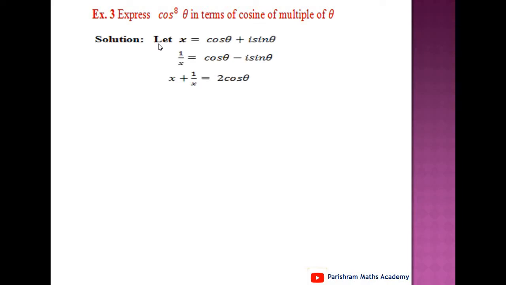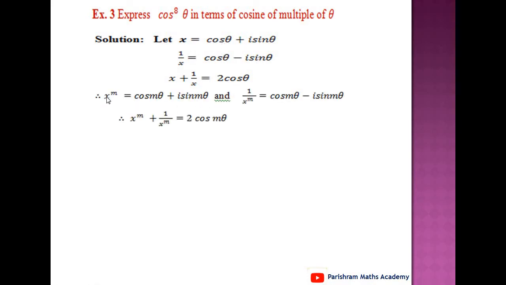Next example, we can express cos raised to 8 theta in terms of cosine of multiples of theta. Solution. First, take x equal to cos theta plus i sin theta. When the value of x is cos theta plus i sin theta, at that time 1 upon x is the same as cos of theta minus i times sin of theta. And therefore x plus 1 upon x, by taking their addition, the i sin theta cancels, remains 2 times cos of theta.